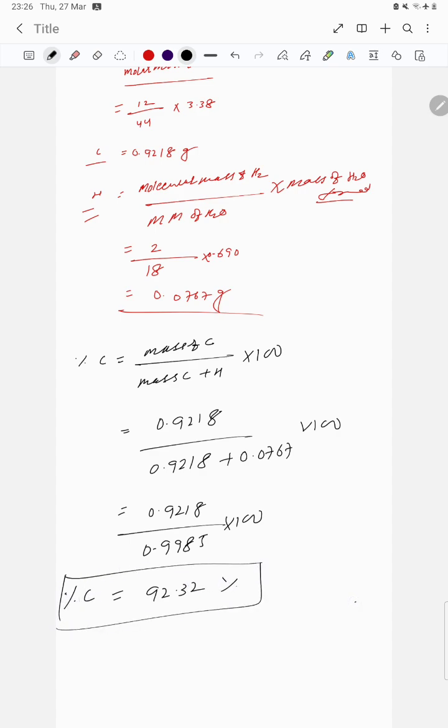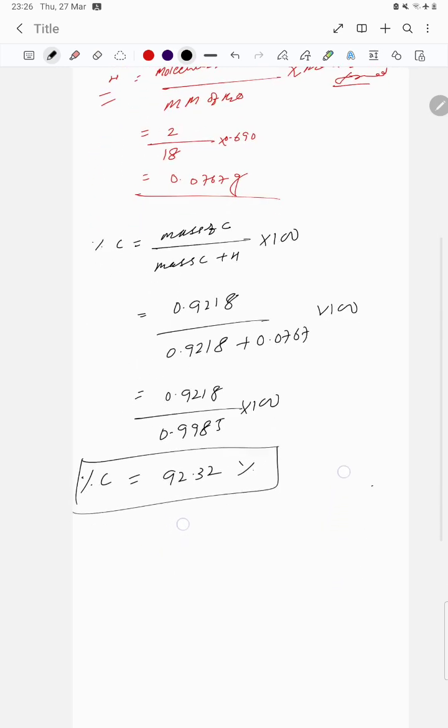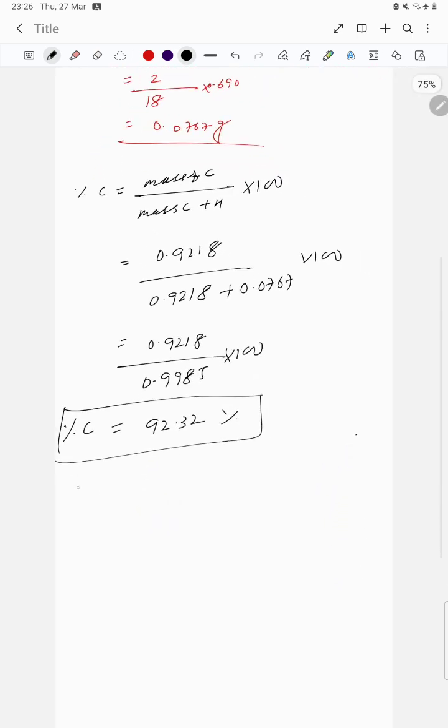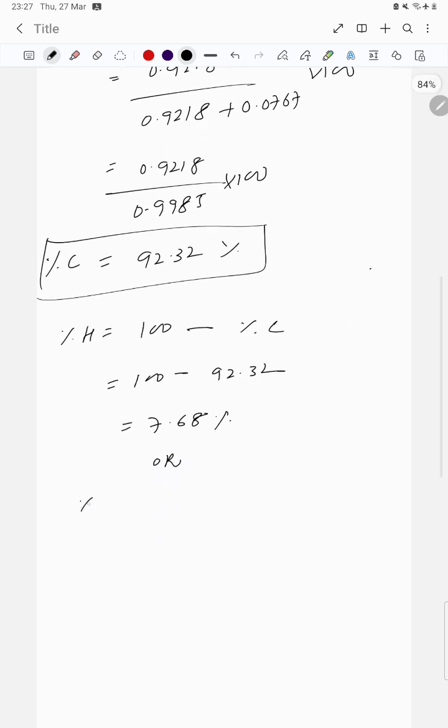Now percentage hydrogen you can easily calculate by subtracting from 100. So the percentage hydrogen is equal to 100 minus percentage carbon. So 100 minus 92.32. So it is going to be how much, student? 7.68 percent.